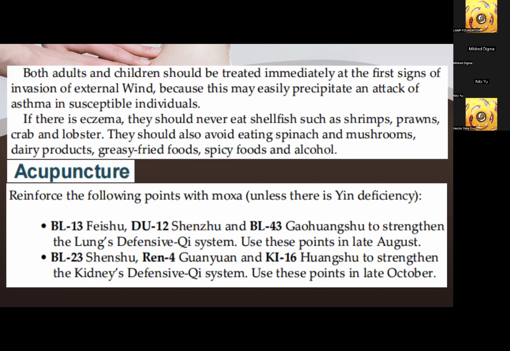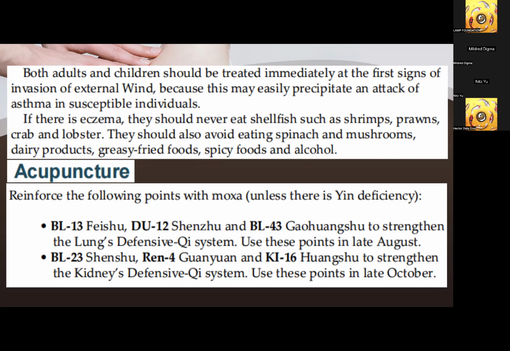Then, both adults and children should be treated immediately at the first sign of invasion of external wind, because this may easily precipitate an attack of asthma in susceptible individuals. Okay, remember, if there is eczema, they should never eat shellfish, mga laman dagat, mga shell, such as shrimps, prawns, crab, and lobster. They should also avoid eating spinach and mushrooms. Bawal din pala yun. Dairy products, greasy fried foods, spicy foods, and alcohol. Okay?